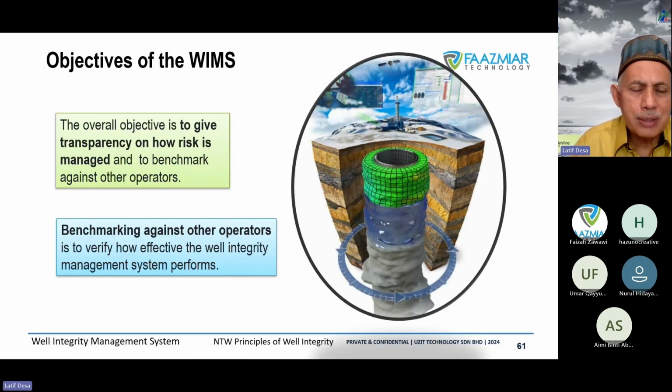So the objective of the well integrity management system is actually to give transparency on how risk is managed and to benchmark any of the operations that we are doing. Benchmarking against other operators is also very important because we want to make sure, for example, of our KPIs: how often we do inspection compared to other operators, how often we do well intervention just to check the strength or integrity of the well. With the well integrity program, we provide all the protection, like putting in check valves and redundancy equipment: if this happens to this well, what is our option for a certain area? So all of that has been thought of.